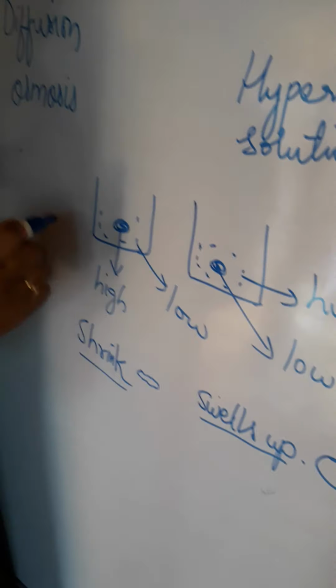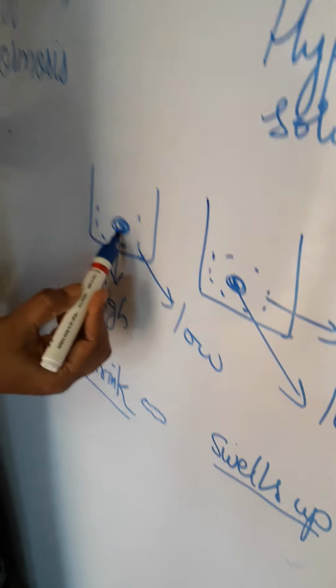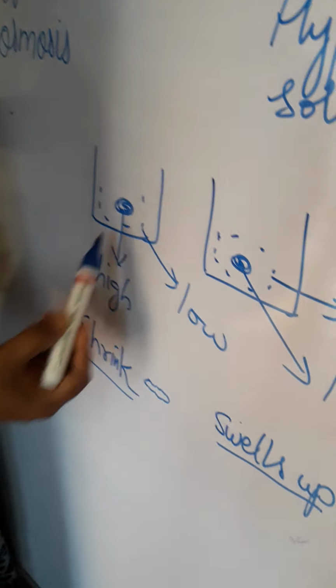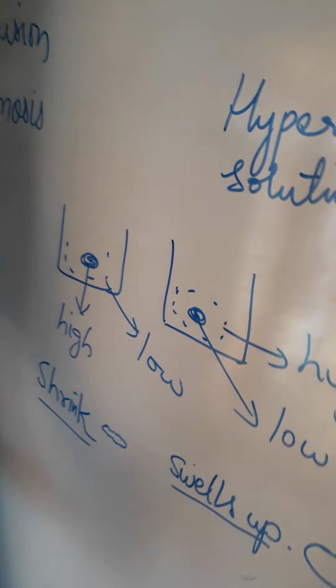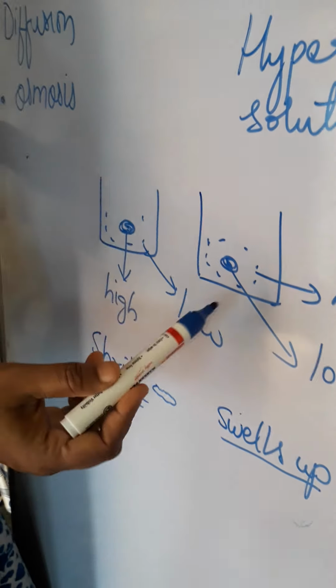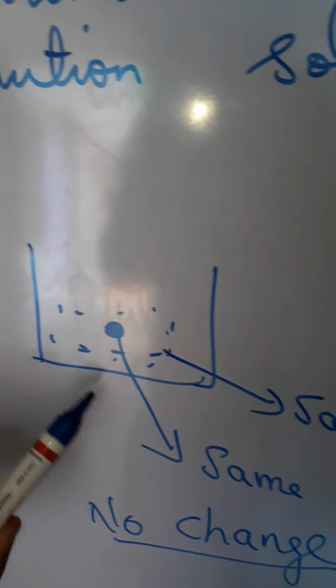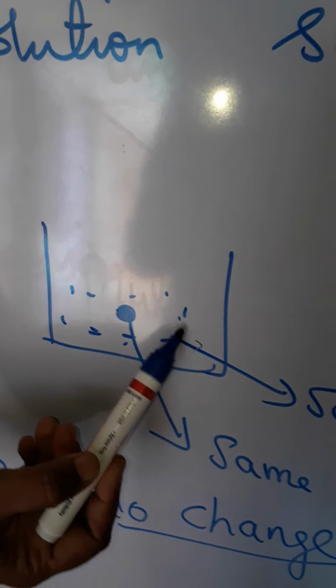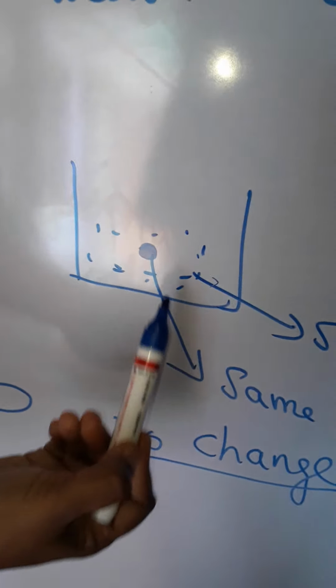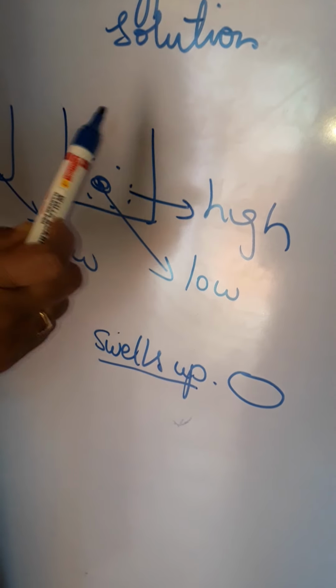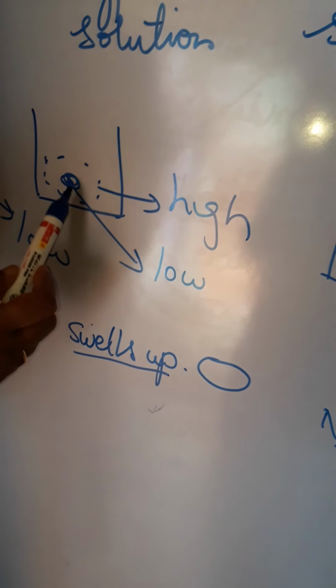So what do you observe from this? What happens to the cell when it is kept in hypertonic solution? The cell will lose its water and the cell will shrink. What happens if a cell is kept in isotonic solution? The cell and the solution both have the same concentration, so there will be no change in the size of the cell. What happens if the cell is kept in hypotonic solution? Then the cell will gain water and it will swell up.